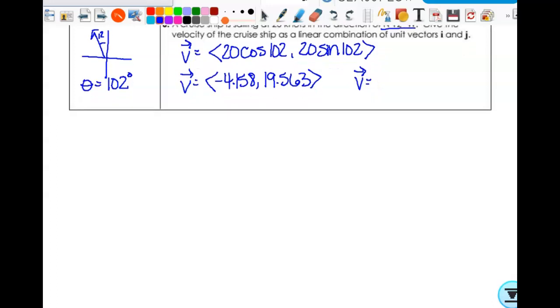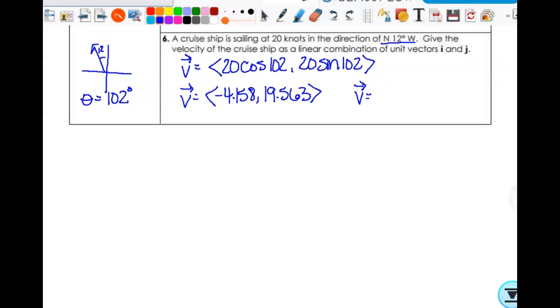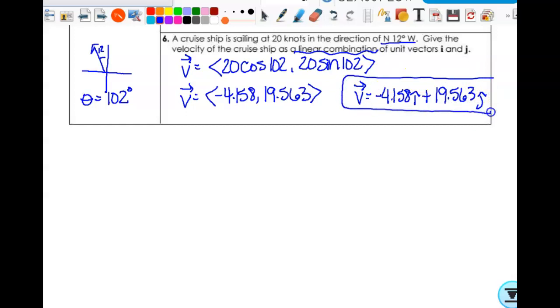So we get component form, but it does ask us for this as a linear combination. So then we can very easily translate that and make that negative 4.158 i hat plus 19.563 j hat. Okay. What questions do we have?